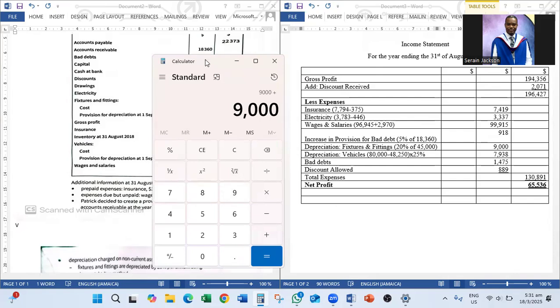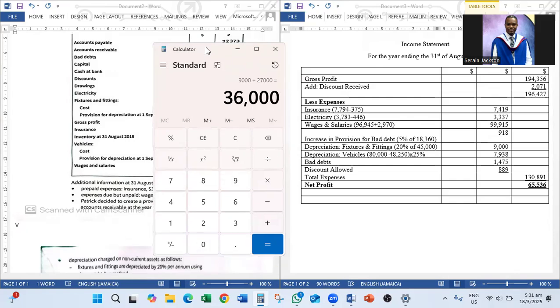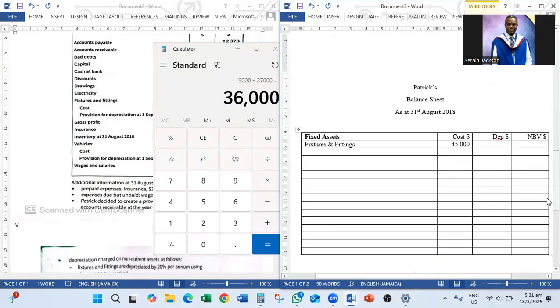So 9,000 plus the depreciation that is there, which is 27,000, would be 36,000. So the depreciation that we would use in the balance sheet for fixtures and fittings is 36,000. Now we find the difference between both of them. So 36,000 minus 45,000 would give us 9,000. The net book value for the fixtures and fittings would be $9,000.